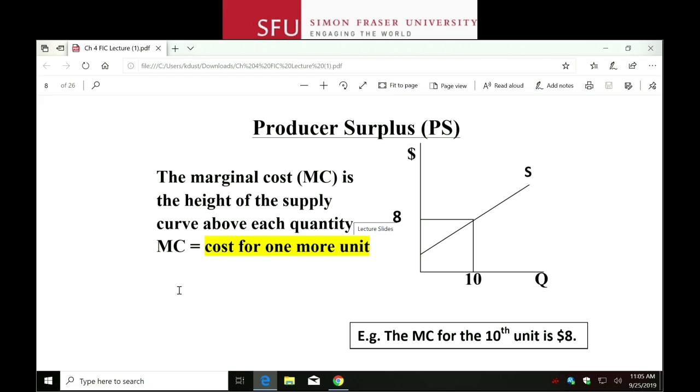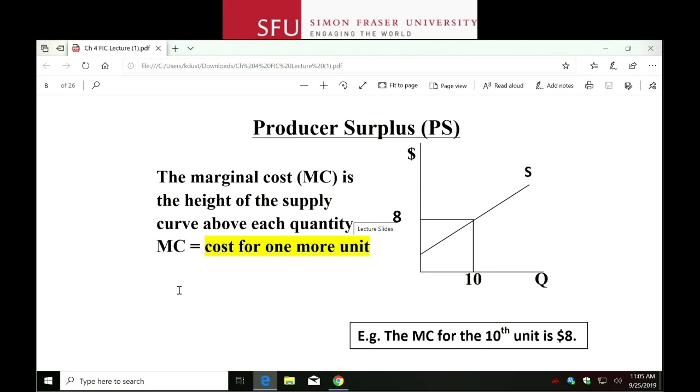Each point on the supply curve tells us the particular marginal cost for that unit. So for the 10th unit, the marginal cost is 8. Right? For the first one, it would be like, say, 4, or whatever that is there. And the marginal cost per unit will keep going up and up and up.